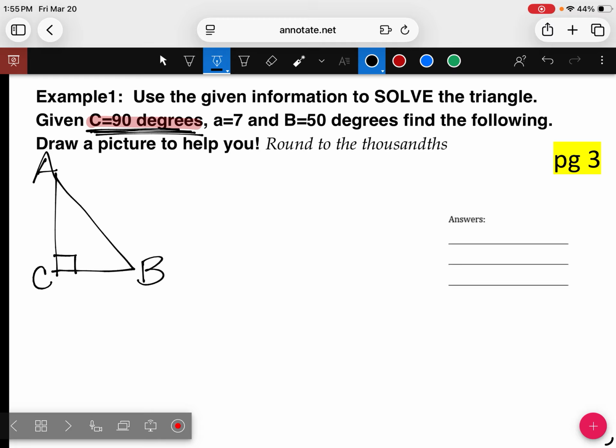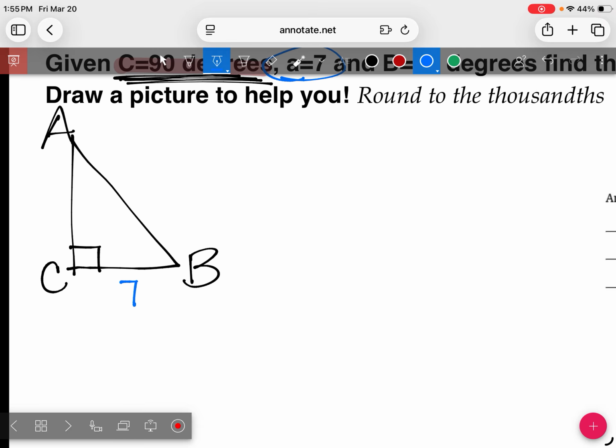C has to be the right angle, the 90-degree angle. All right, so then it told us that little a is 7. So if this is where my big A is, opposite of big A would be in between angles C and B. So I want you to put a 7 right here. A 7. And then it told me that angle B, see, it's a capital letter, is 50. So I'm going to put a 50 right here.